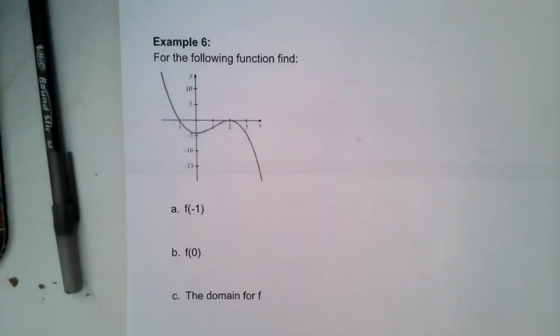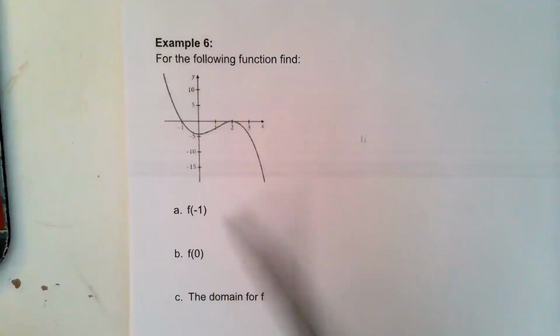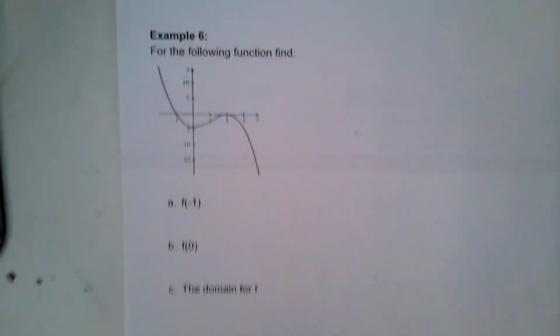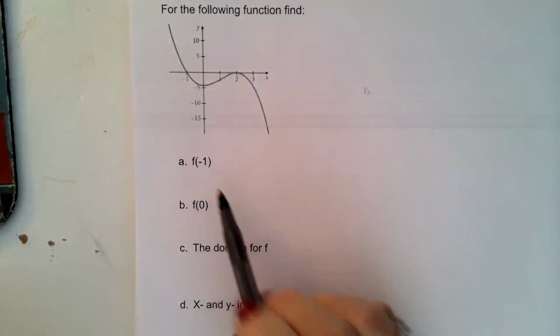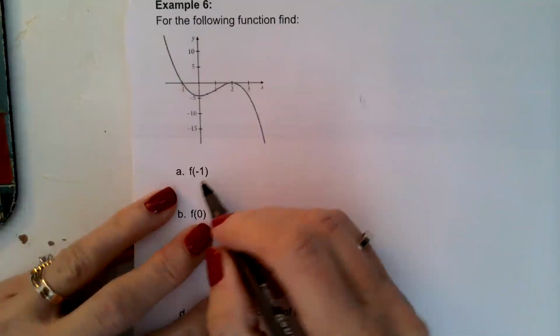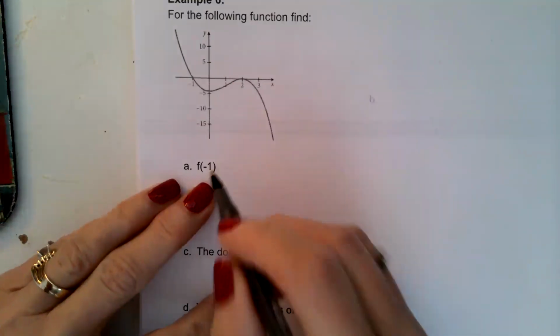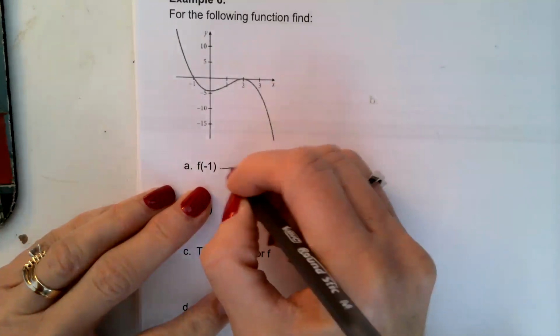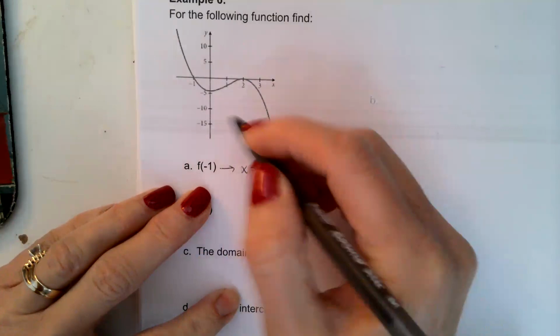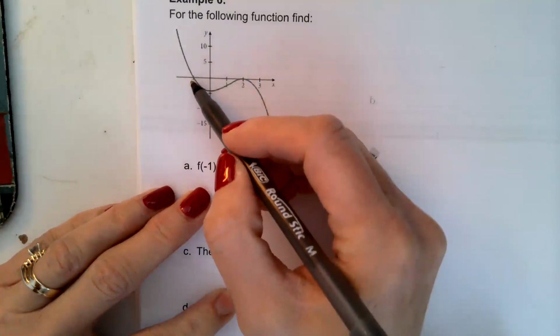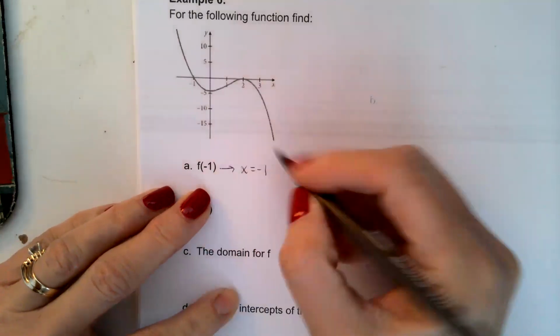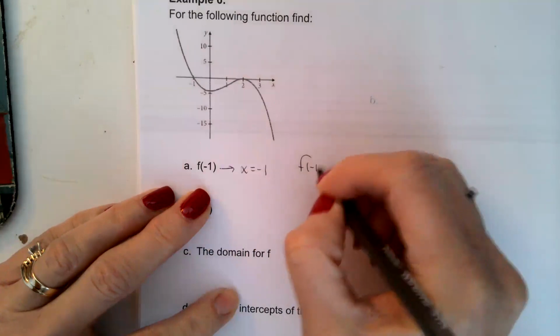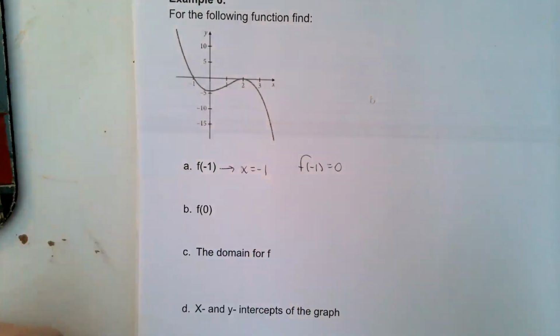Example 6 says, for the following function, find these values. So we're getting practice reading function notation, which says f evaluated at a -1. So if I were to put a -1 in for x, so this means x equals a -1. I'm going to go over to a -1, and it looks like my output is 0. So f of a -1 equals 0.